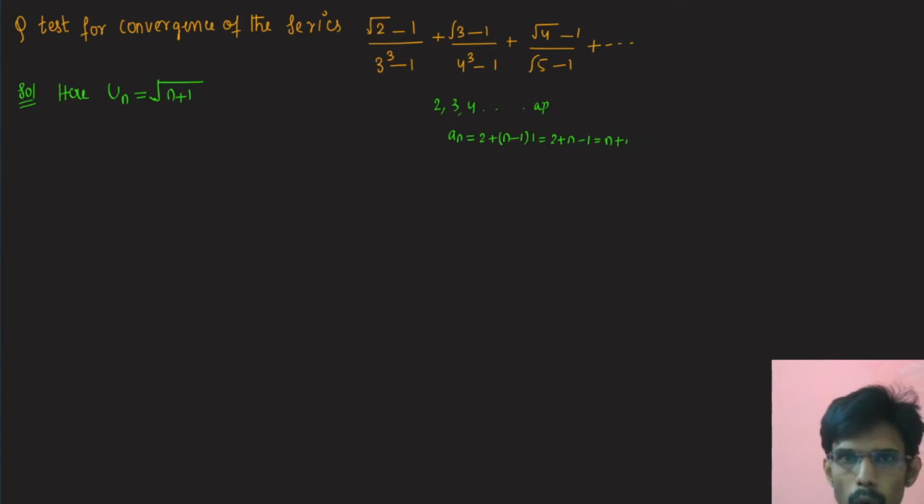Next, minus 1 is common in all the terms, so we will take minus 1 upon, we have this 3, 4, 5. So numbers are changing: 3, 4, 5.